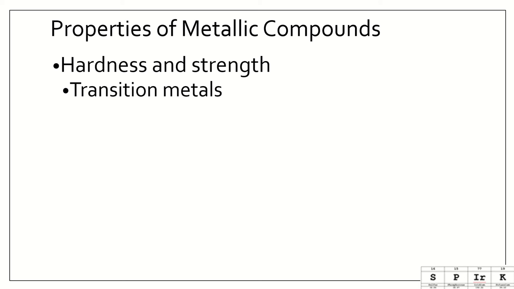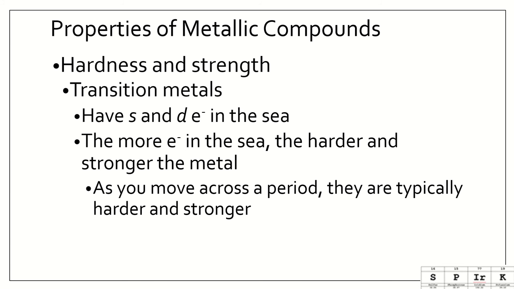Metals are very hard, and they're very strong. The transition metals especially, we know that they have their s electrons and their d electrons, and they dump all of those into the sea of electrons because they have so many of them. The more electrons in the sea, the harder and the stronger the metal. So as you move across a period, they are typically harder and stronger. Think about the alkali metals in group 1.